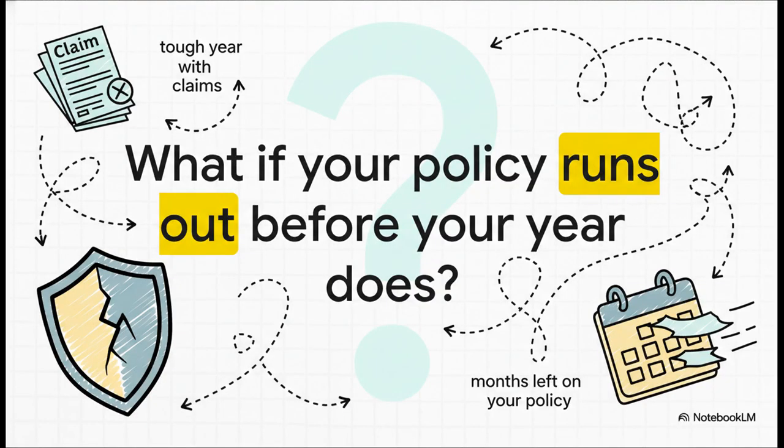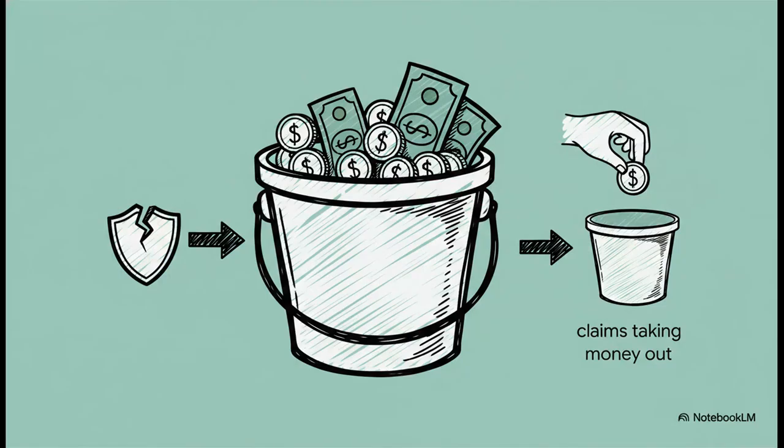Just think about this for a second. Imagine you've had a rough year for your business. A couple of things have gone wrong, but you're thinking, hey, it's okay, my policy is still active. But what if that safety net, the one you're paying for, could just disappear, even when you still have months left on your policy term? It can happen.